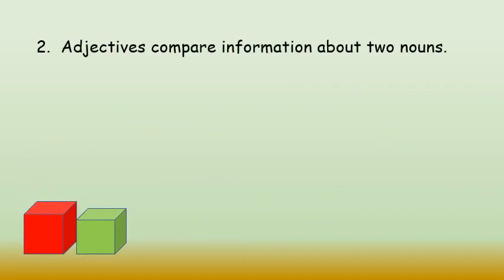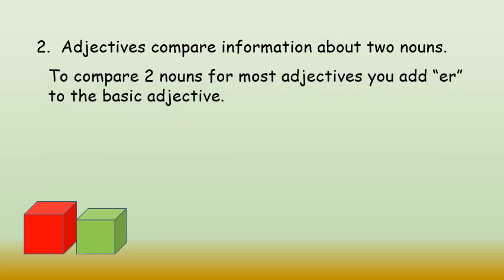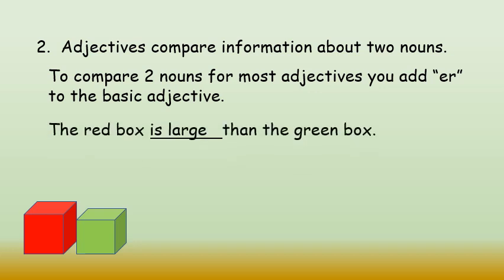The number two type of adjective are adjectives that compare information about two nouns. To compare two nouns, for most adjectives, you add er to the basic adjective. The red box is large. Large is the basic adjective. To compare it to the green box, we add er. The red box is larger than the green box.